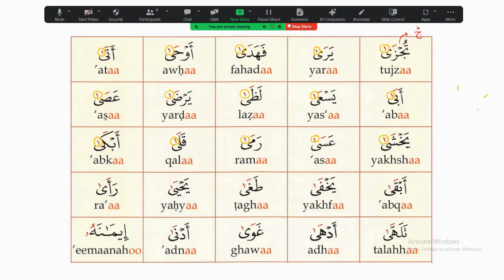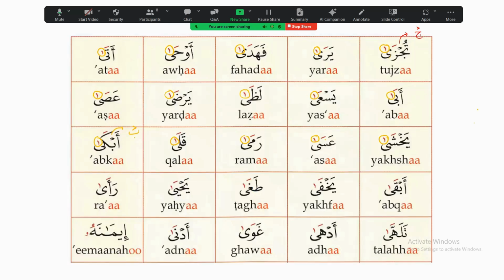So in all of these examples, you see the ya, and on top of it, you see this symbol. So we just say yakhsha, asa, rama, qala, abka, stretching kaf here, lam here, and meem here, right? Rama, qala, abqa. Again, ba letter with the sakin, and we're making a qalqala here. Abqa, the heavy qaf at the end. Yakhfa.